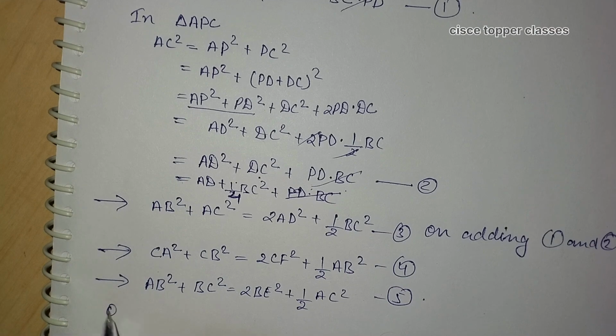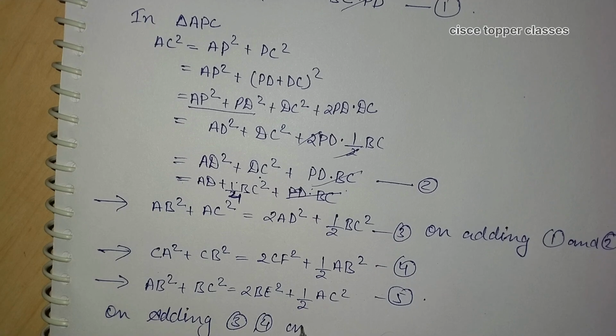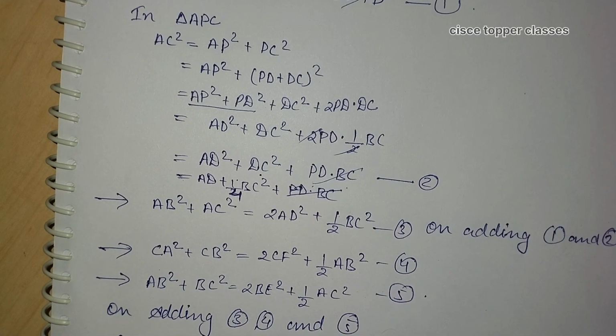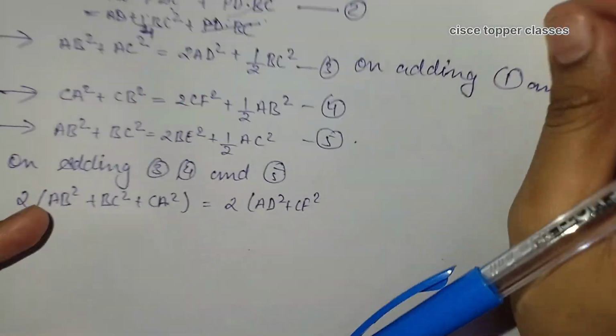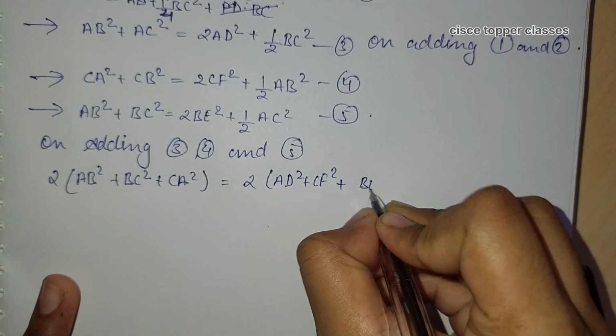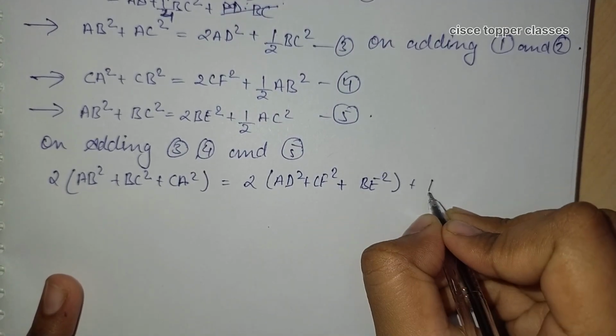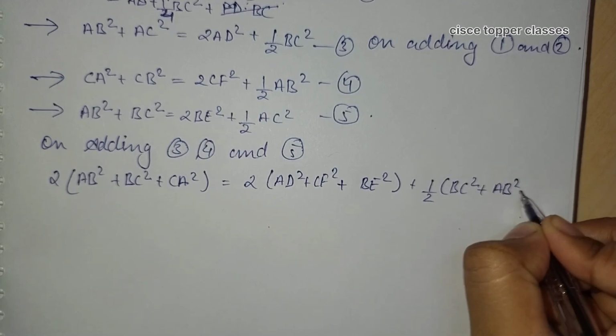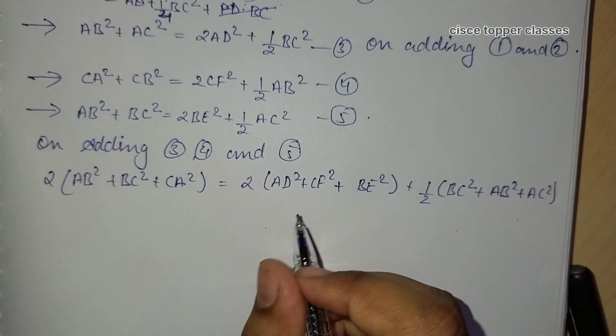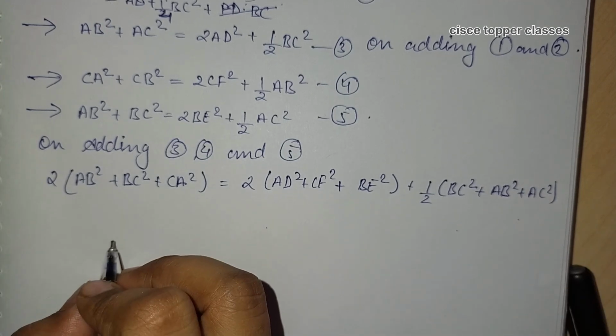From these equations, on adding 3, 4 and 5 here, we will get 2 times AB square plus BC square plus CA square, and this will be 2AD square plus 2CF square plus 2BE square plus 1 by 2 of BC square plus AB square plus AC square. Now we can simply shift it to this side.